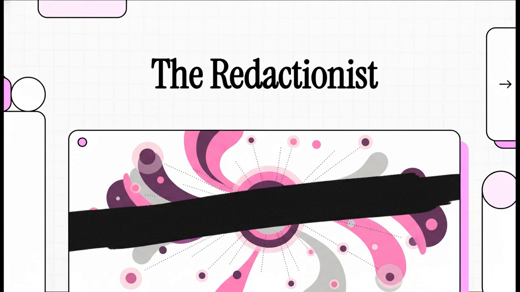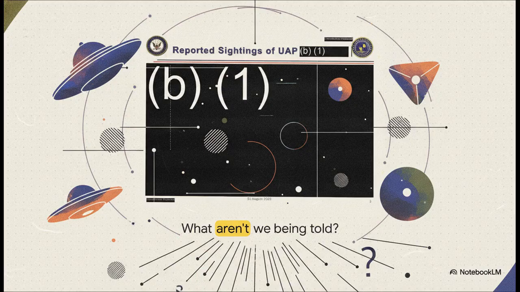Well, today we're going to follow that black line from a dusty government file all the way to the source code of reality itself. Okay, so take a look at this. This is a page from a declassified presentation on UAPs, unidentified anomalous phenomena. The title is Reported Sightings, but, well, the sightings themselves, completely blacked out.